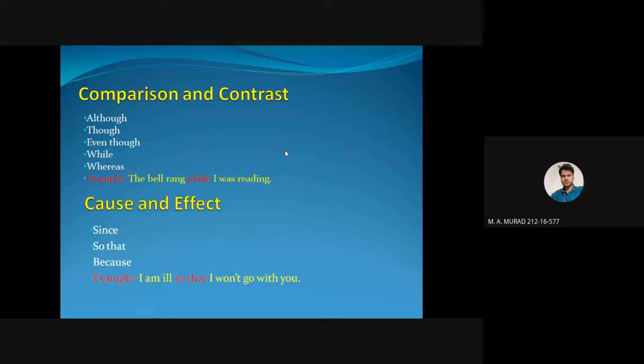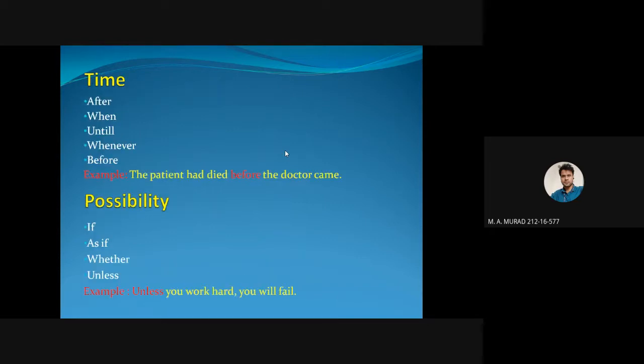Cause and effect. Sometimes we need to define the cause and effect of an action, so we should use since, so that, because. Here is an example: I am ill, so that I won't go with you. So that here is a linking word. In this slide, we are discussing time and possibility. Sometimes we need to define the time between two clauses, so we should use after, when, until, whenever, before.